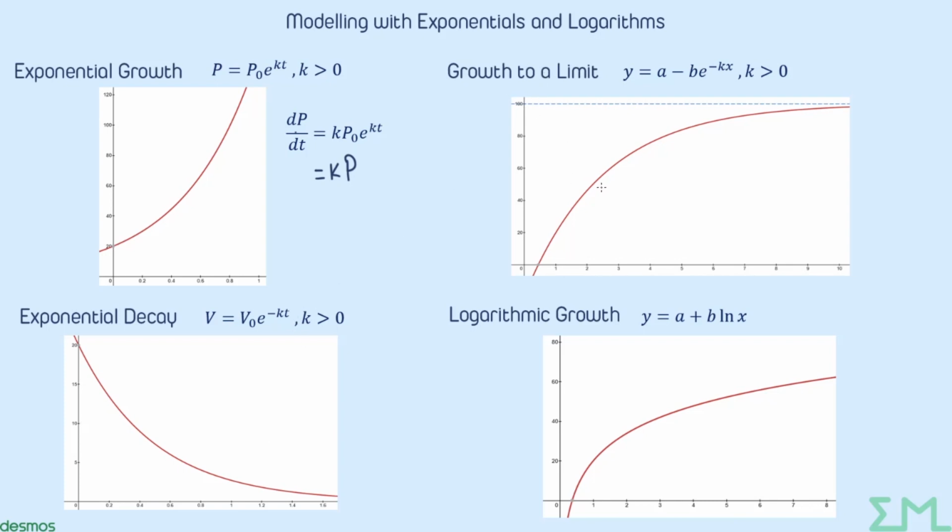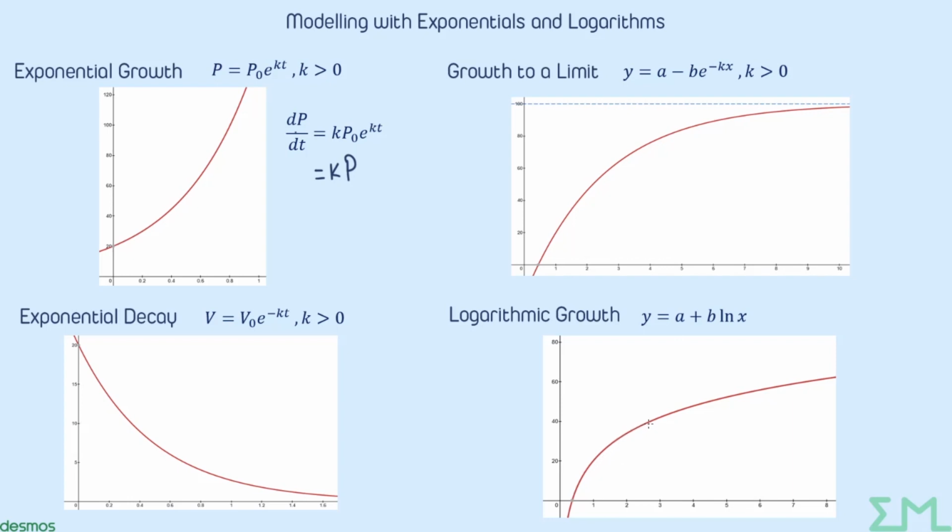We also have growth to a limit. So this is where we take the exponential function and we're going to flip it in the vertical axis and the horizontal axis, as you can see by this equation, which allows us to have growth but with an upper limit, so some kind of cap, maybe carrying capacity of the environment or a certain amount of food that's available for a particular species.